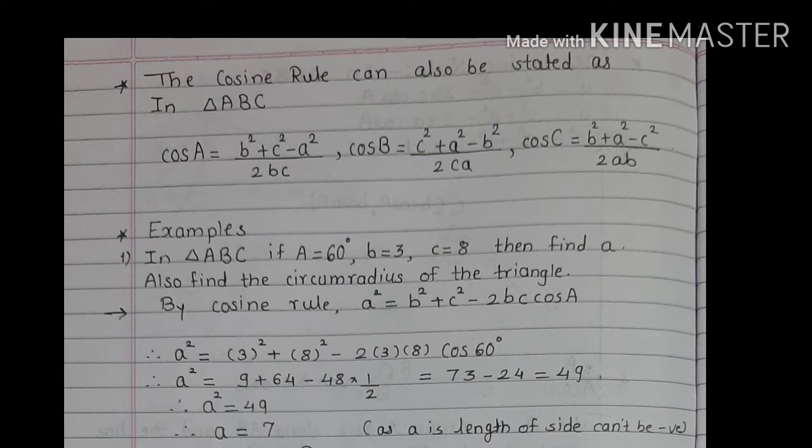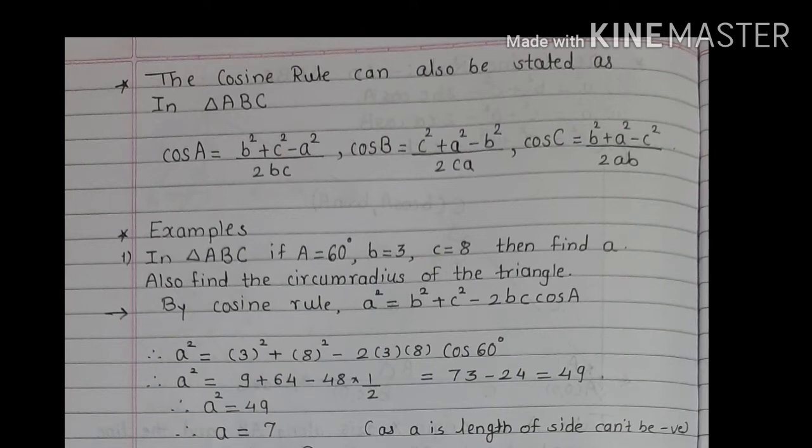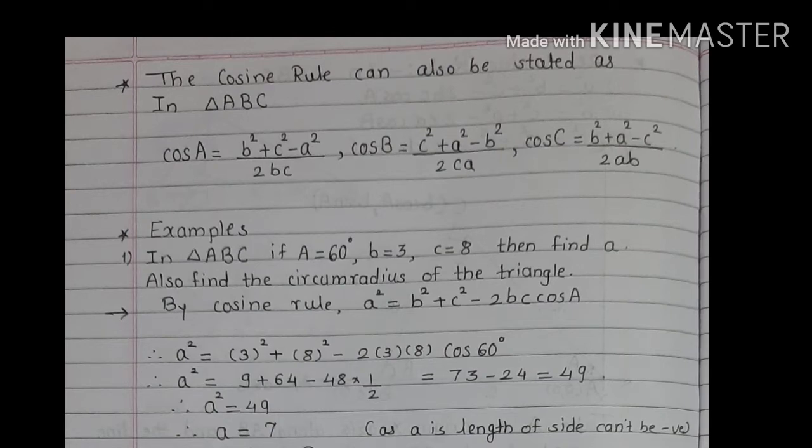So by cosine rule, we know that small a square is equal to small b square plus small c square minus 2bc cos A. Here the value of small b is 3, small c is 8 and angle A is 60 degrees. Therefore, a square is equal to, putting the values, we get 49. Therefore, a is equal to 7.